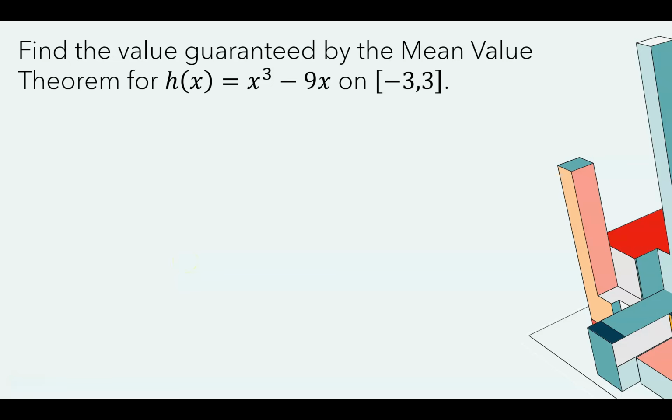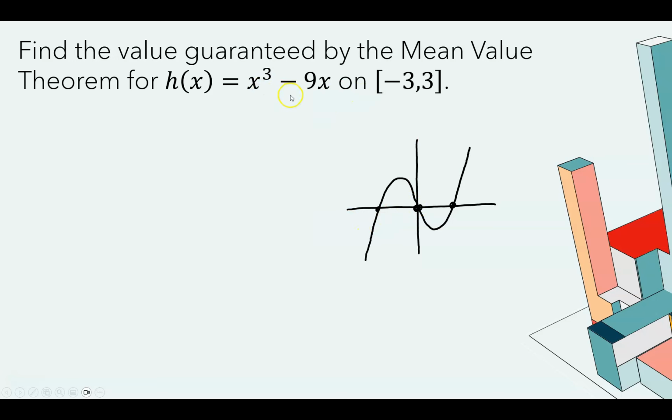So find the value guaranteed by the mean value theorem for the function h of x, x cubed minus 9x, on the closed interval -3 to 3. And again, I've given you a polynomial so we can worry about the mechanics of how do we do this, not are we allowed to do that. So x cubed minus 9x has zeros at 0, -3, and 3.